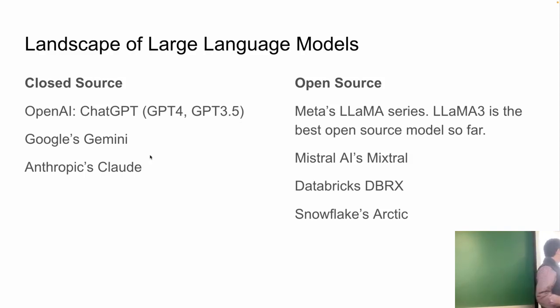In the parallel universe, there are some open source models where some companies and organizations have kindly open sourced their model architecture and the weights. For example, Meta's, which is Facebook, Llama series of models. Llama 3 was just released about 2 weeks ago, and this is the best model which is open source. They have open sourced the entire model architecture and all the weights for the community to use.